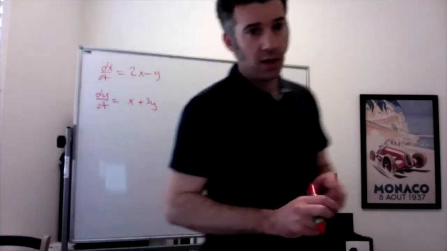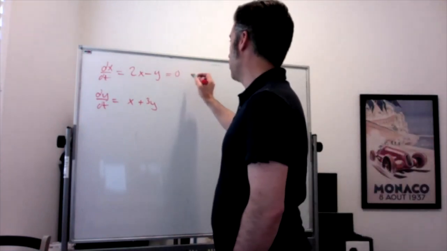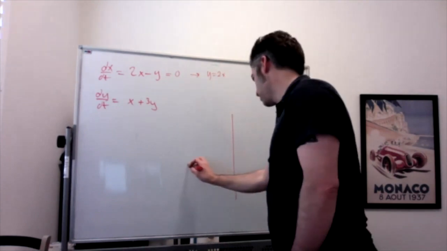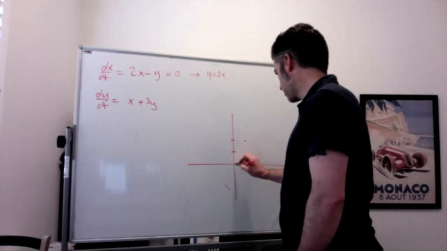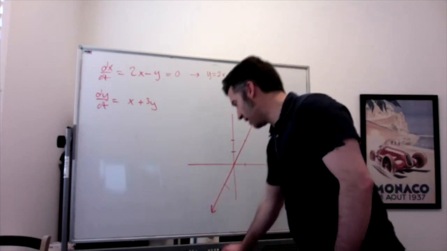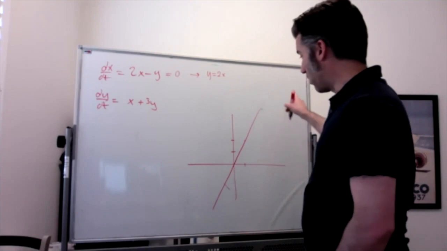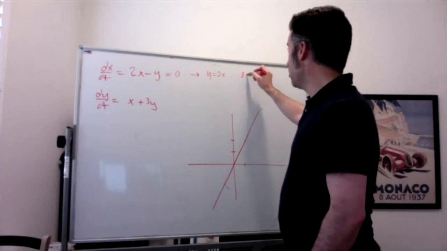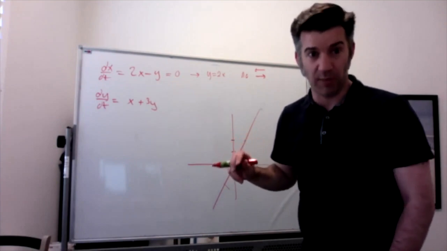Okay, so the null lines you get are what you get when you set each thing equal to 0. So if I set this equal to 0, I get the line y equals 2x. In my phase plane, y equals 2x, I'm going up 1 over 2. Here's what we know: along this line, since dx/dt is equal to 0, there's no left or right. All the arrows are straight up or down.